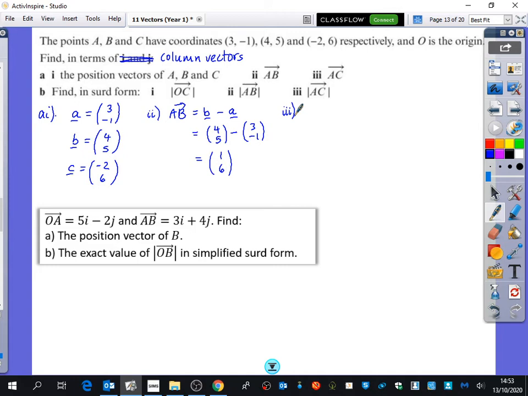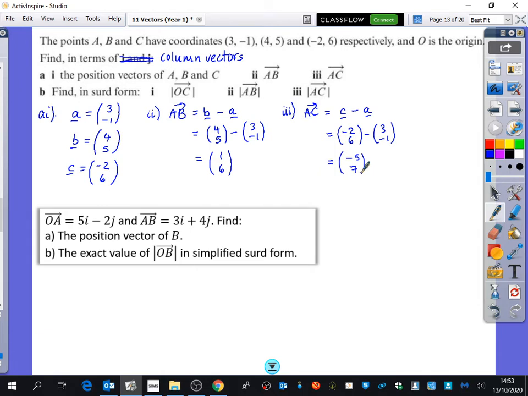Okay, so I want you to have a think to yourself, what is the vector AC? How do you find AC? Zakia, how do you find AC? C minus A. So I'm just going to take the information I had previously. I'm going to do (-2, 6) minus (3, -1), which is? (-5, 7). -2 minus 3 is -5. 6 minus -1 is 7.